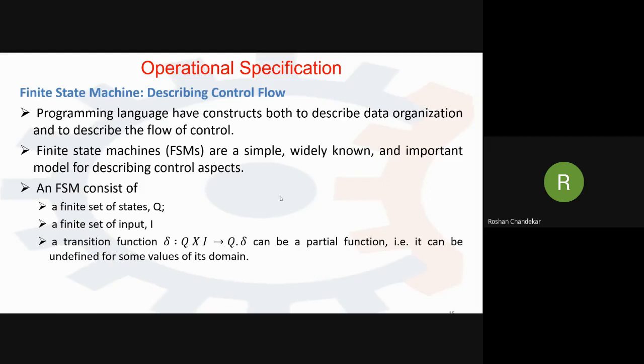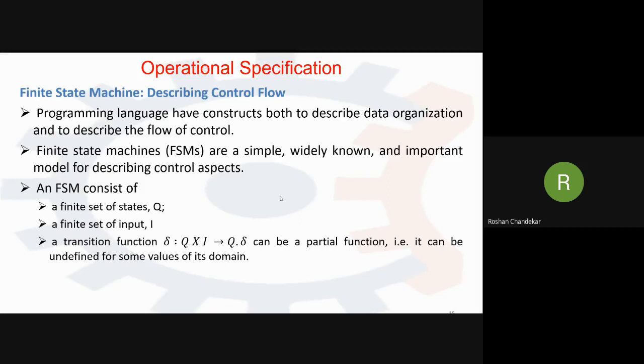So that is how the information system and control system are managed by this finite state machine. The finite state machine, or FSM, is a simple, widely known and important model for describing the control aspect. The finite state machine consists of a finite set of states that we represent by Q.